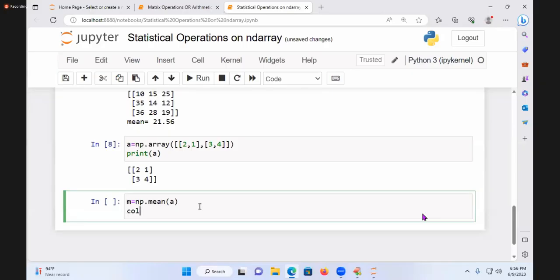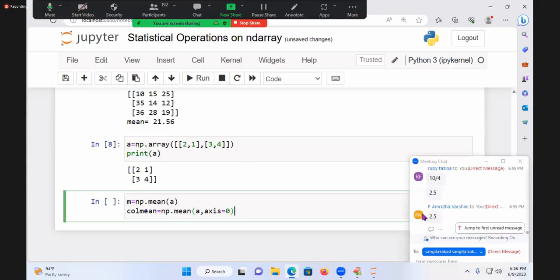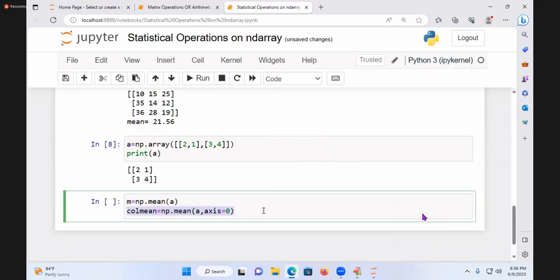Similarly, I'll go for the column mean, which is equal to np.mean of A comma axis equal to 0. What is the column mean? Here 2 plus 3 is 5, 5 by 2 is 2.5. 1 plus 4 is 5, 5 by 2, the answer is 2.5. This is called the column mean.